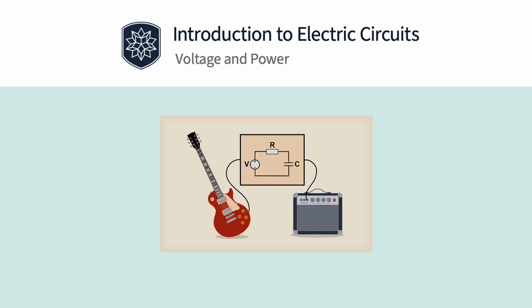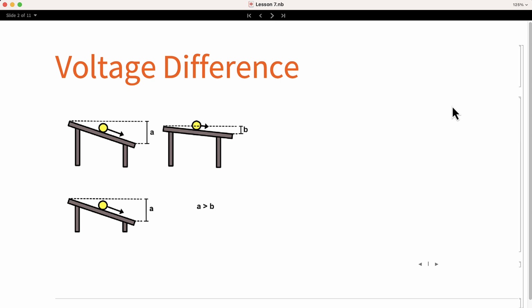In this lesson, we will explore the concepts of voltage and power and how they relate to what we have learned before. We already learned that voltage is some kind of force that pushes electrons through a conductor. We use a simple analogy to try to understand how voltage works. We say that a difference in voltage is like a slanted table, and if we put a ball on top of it, the ball will slide to the lower end.